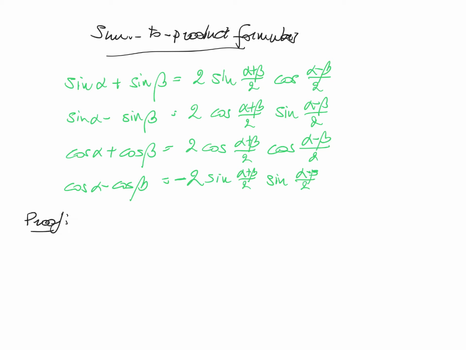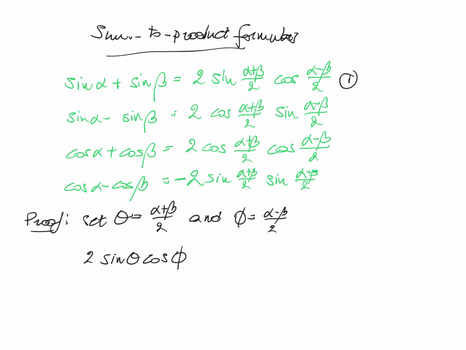As proof, what we can do is set theta equal to alpha plus beta divided by 2, and phi is alpha minus beta divided by 2. And we will look at sine times cosine. So we take the first one. We have 2 times sine alpha plus beta over 2, so that's sine of theta, times the cosine of phi. Using the product to sum formulas, this is sine of theta plus phi plus sine of theta minus phi.